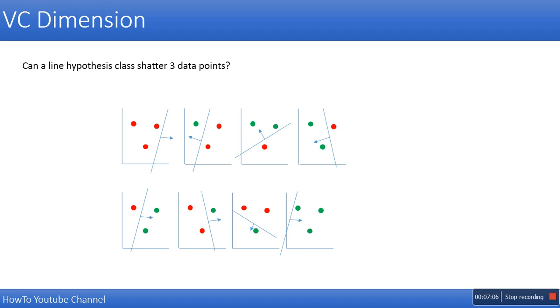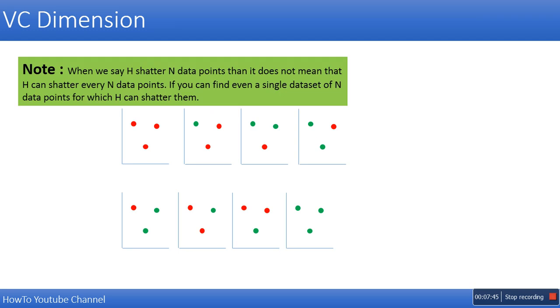If you can find a single sample of three data points which can be shattered by a line, then you can say the line hypothesis class can shatter three data points. You need to remember this. This concept doesn't apply to every sample that exists in that space. If you can find even a single sample which can be shattered by this hypothesis class, then we can say shattering is there. Now let's see whether a line can shatter four data points or not. So this is the note.